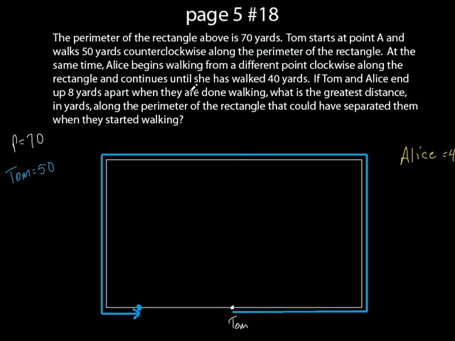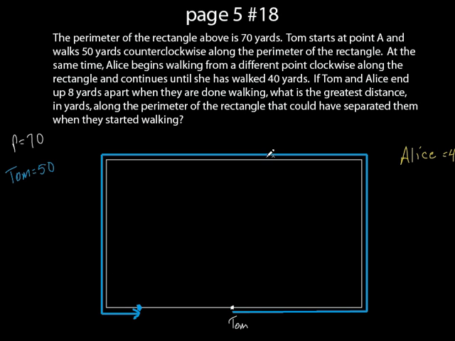So let's not do that just yet. The way around for Alice. Let's see. It says Tom and Alice end up 8 yards apart when they are done walking. Okay, so Alice is gonna walk 40 yards, and she's gonna be 8 yards from Tom. Now she's gonna go the other direction. So they're going to end up 8 yards apart. This is where Tom ended up. So Alice is going to end up 8 yards apart from her, and she goes in the clockwise direction.